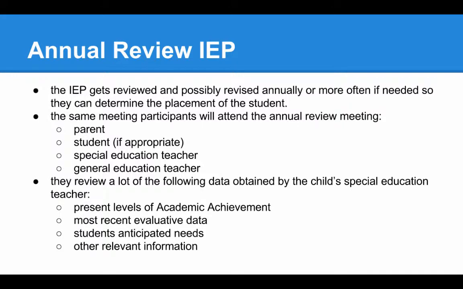The annual review IEP. The IEP gets reviewed and possibly revised annually or more often if needed. So it's the same meeting participants as the initial at the review meeting: the parent, student if it's appropriate, the special ed teacher, the general ed teacher, psychologist, all of that. They review a lot of data that was obtained by the child's special education teacher, so that you will see the academic level of achievement, the most recent evaluation data, the anticipated needs maybe, and other relevant information based on the child's education.